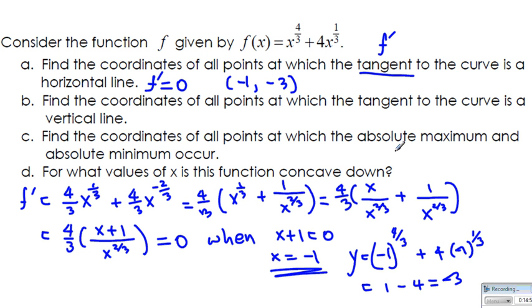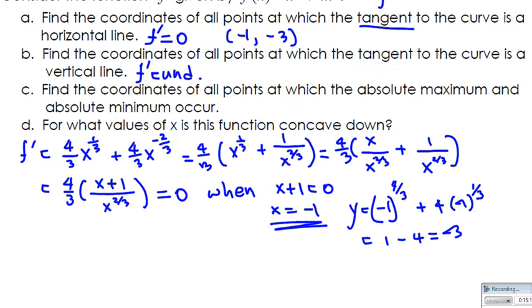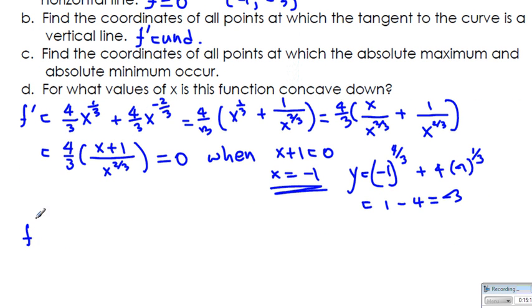Now, the second one: find the coordinates of all points at which the tangent to the curve is a vertical line. Now, vertical line, that means the derivative cannot be defined, just like the slope is not defined. Now, that means when you look into this one, f prime is undefined when the denominator of the fraction becomes 0. So when x to the third power is equal to 0. That means x has to be equal to 0.